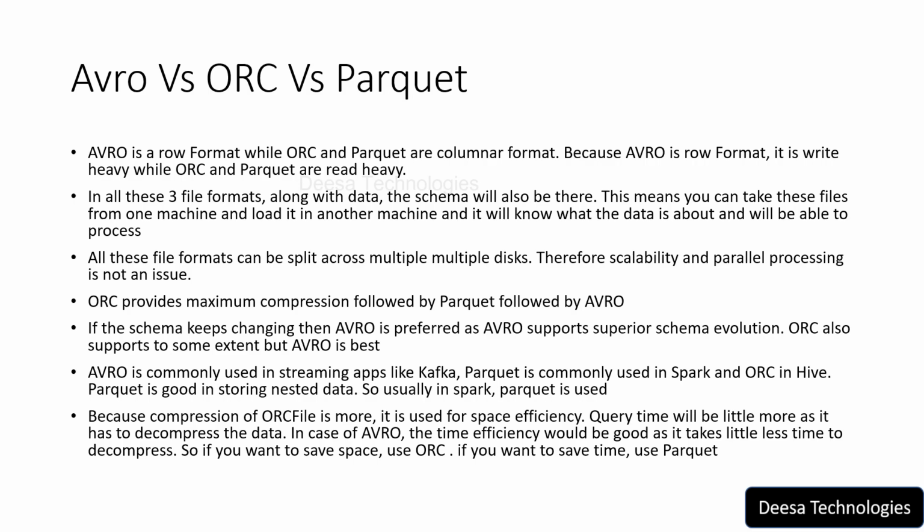Now, just to summarize the ORC, Avro, and Parquet file formats. Avro is a row format; ORC and Parquet are columnar formats. Avro is write heavy because it's a row format, and ORC and Parquet are read heavy because they have to decompress the data, and that is going to take some time while reading the data.